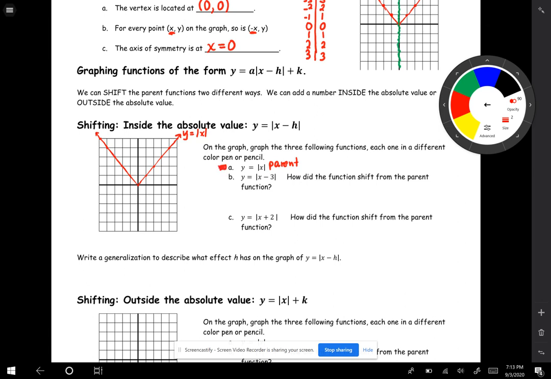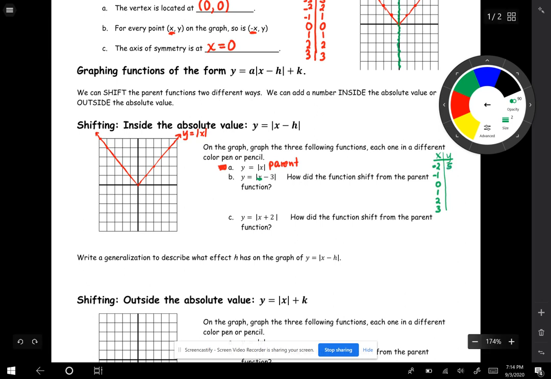The next graph, notice there's a number inside the absolute value bars, and it's -3. We are going to make a table for that, and I am going to use green. It doesn't matter, just pick some negative points. Then we plug in each of those numbers for x. The first one, -2 minus 3 is -5, but the absolute value of -5 is 5.